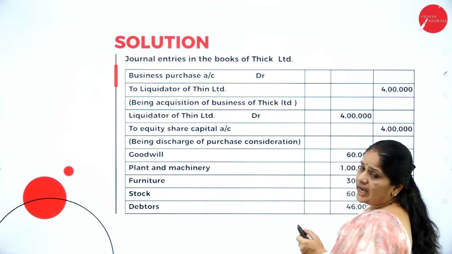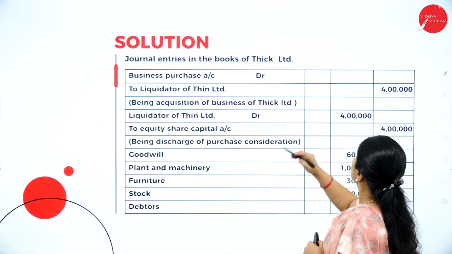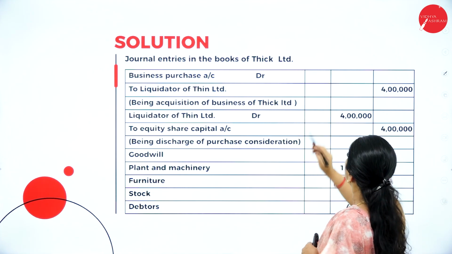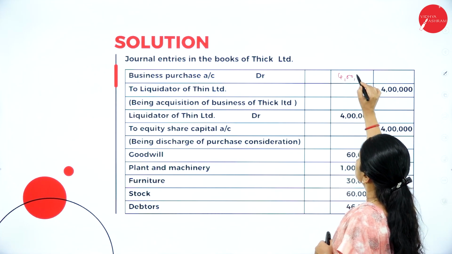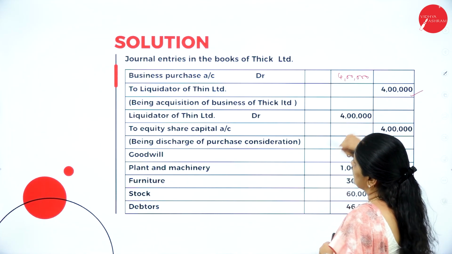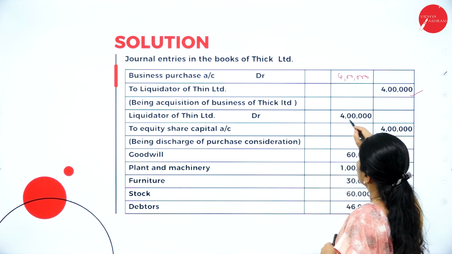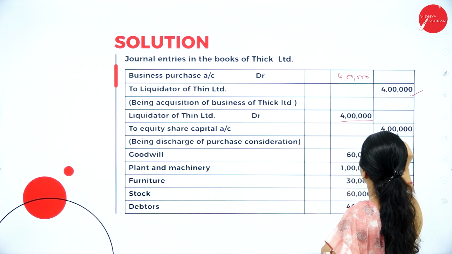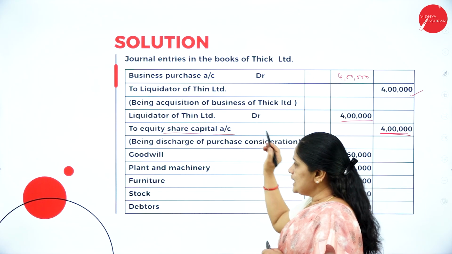Now next we have the journal entries in the books of TIC Limited. So what will be the journal entry? Business purchase account debtor to liquidator of TIN Limited. So business purchase, they are paying 4 lakhs to the liquidator of TIN Limited, 4 lakhs, being acquisition of business. Now the liquidator is paying 4 lakhs. How is he being paid 4 lakhs? In the form of equity shares.